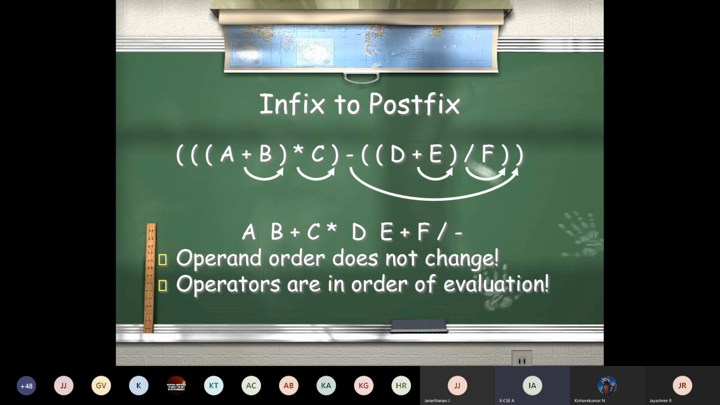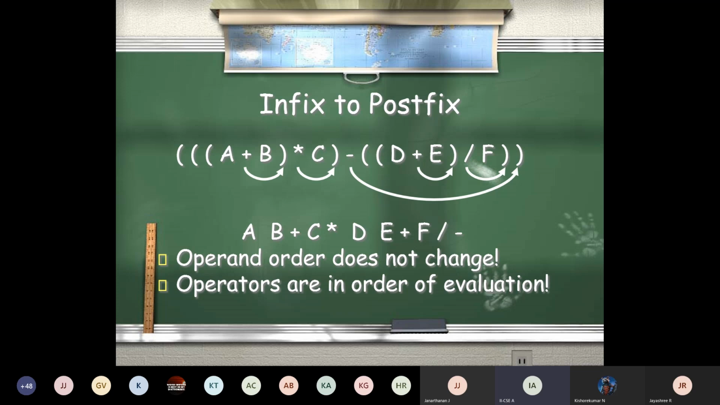Okay, so plus will be evaluated first, then this star I am going to execute, then for D plus E, this plus will be applied, then this division will be applied on D, E and F, then finally your minus will be evaluated. So the operands' order does not change, and the operators, that is the plus, star, division and minus, are available in the order of evaluation in your expression.